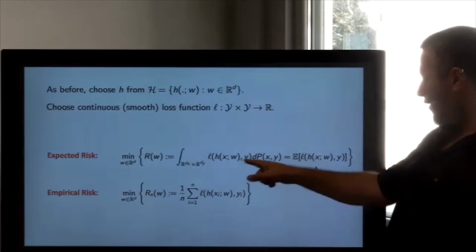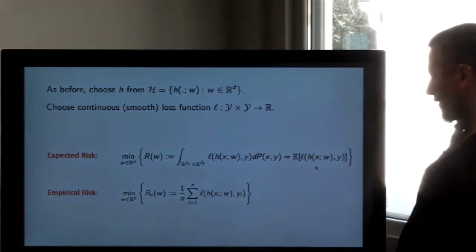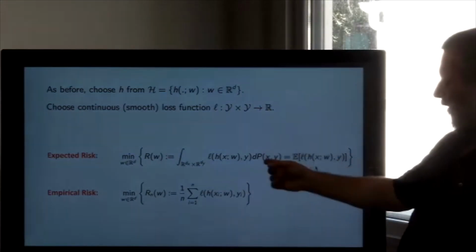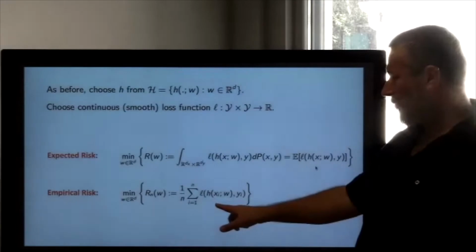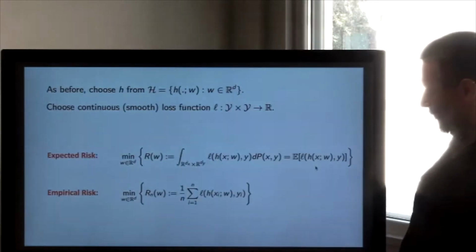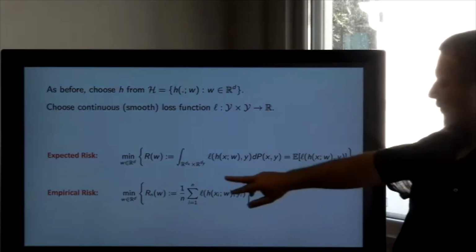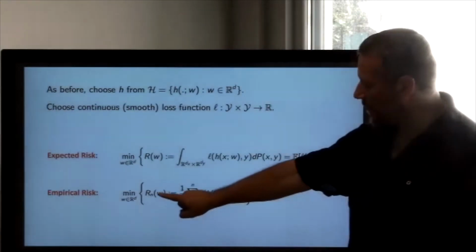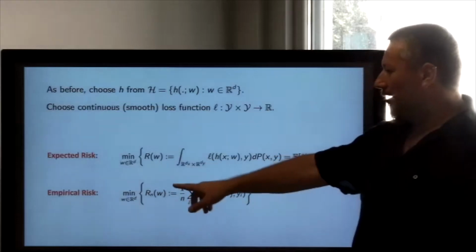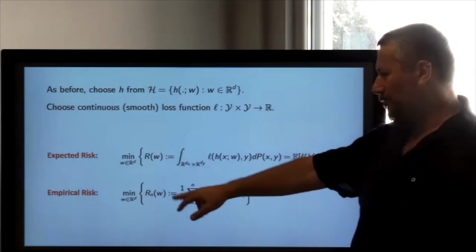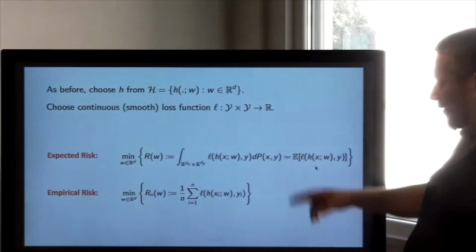This is the expected value of this composition. And then instead of solving this, actually we are going to solve this empirical risk problem. And I'm going to talk about why solving the empirical risk problem gives you a good enough solution for the expected risk problem. What is the connection?